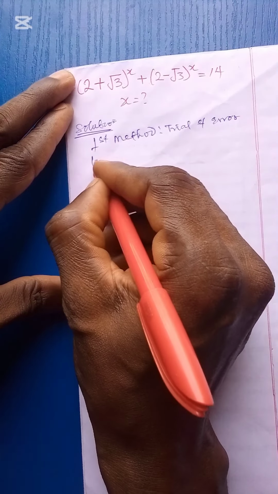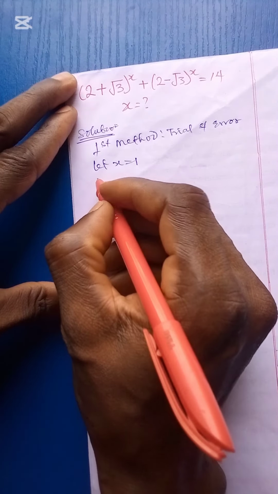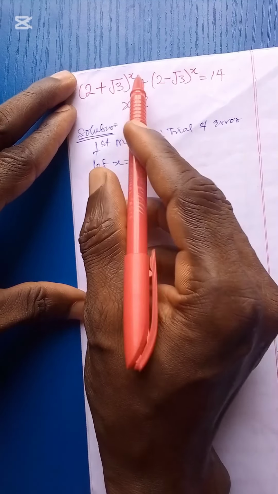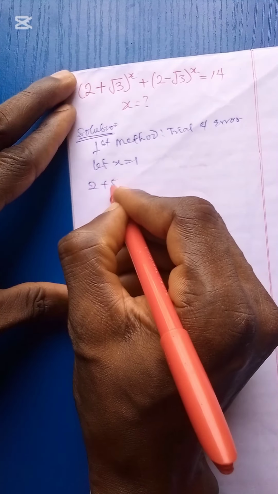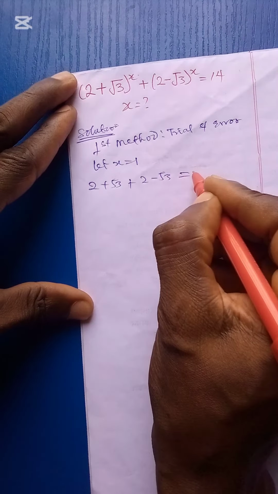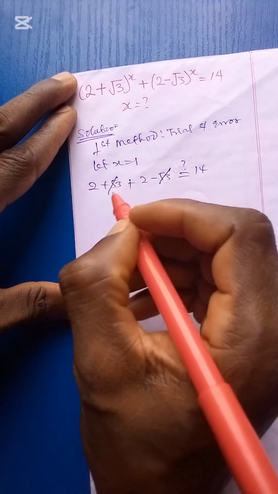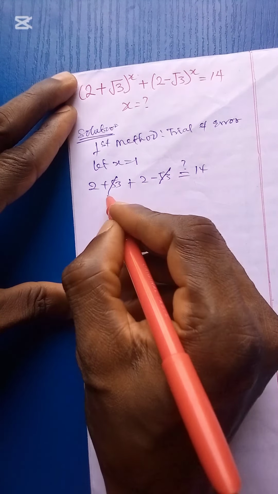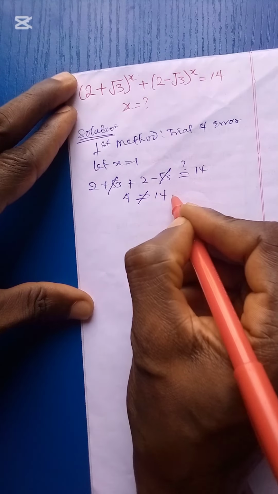Now I'm going to let x equal 1, and if x equals 1, I'll simply put the value of 1 where I have x in the original question. So 2 + √3 plus 2 − √3, is it equal to 14? This and this will cancel out because they are equal and opposite. So we have 2 plus 2 is 4, and 4 is not equal to 14.